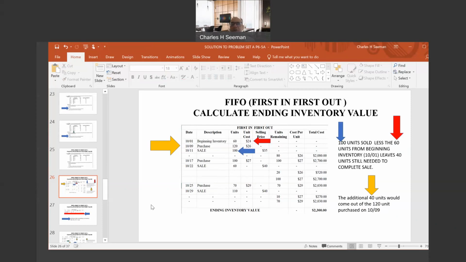Those 110 units, 20 of them come from the $26 layer. The remaining 90 come out of the $27 layer, which leaves 10 units left at 27. And then we have this entire layer remaining.